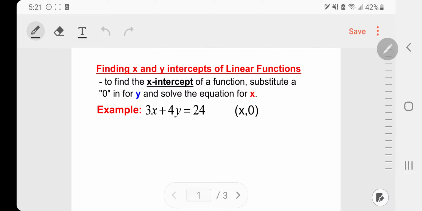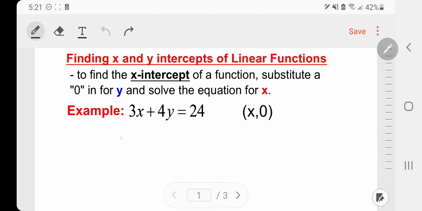Now we know that any x-intercept on the graph is always going to have this form where your y value is going to be 0. That is the reason why we're plugging in a 0 in for y, and we are going to solve for our x value. Okay, so let's go ahead and take a look at this.